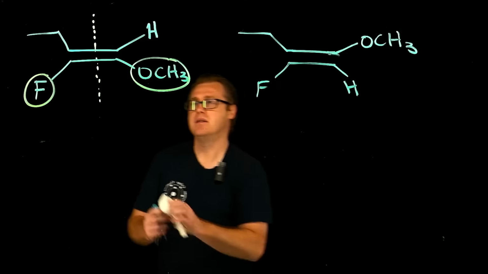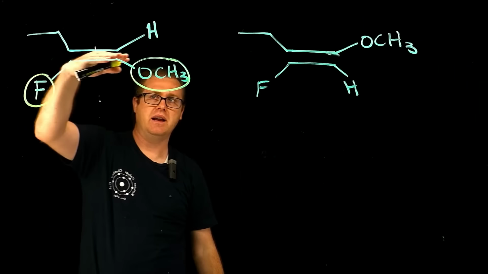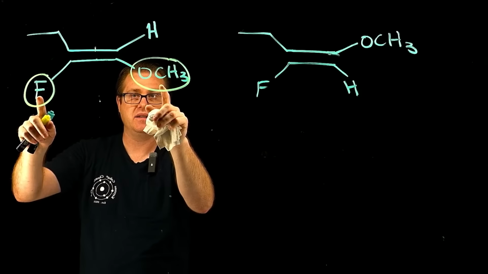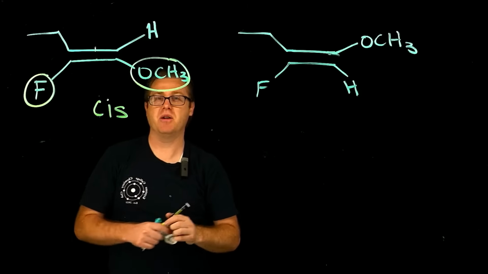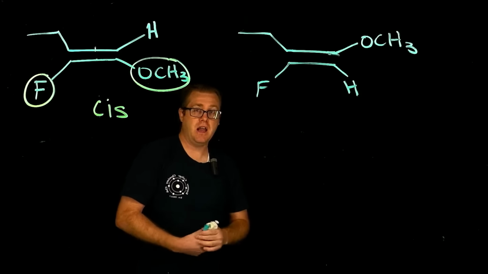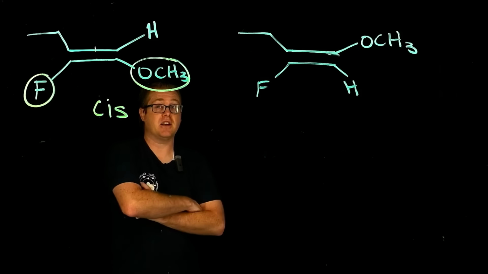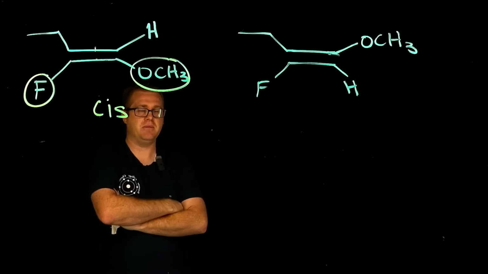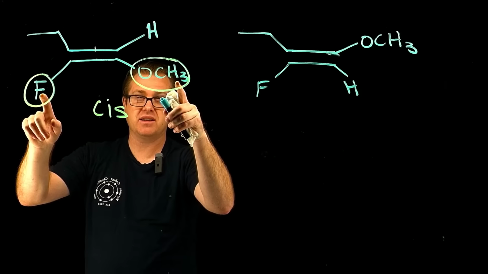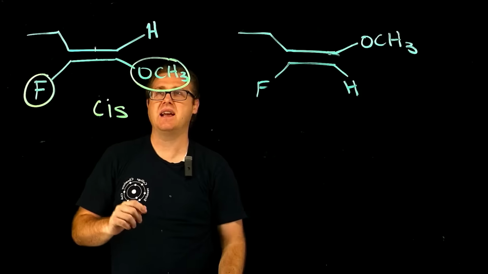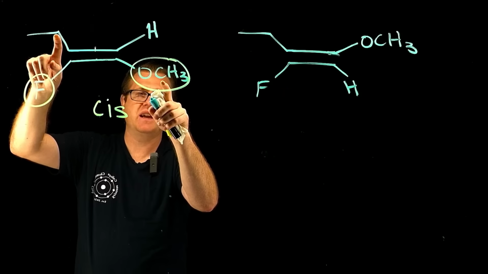And now we can see that when we draw the horizontal line here, both these groups are on the same side. So based off of what I've taught you up to this point, we'd call that cis. But when you look at that molecule and I say this is a cis alkene, and that's the only words that I use, how do you know that the fluorine and the OCH3 are cis, instead of saying that this methyl, but what's the relationship between this ethyl and the OCH3?